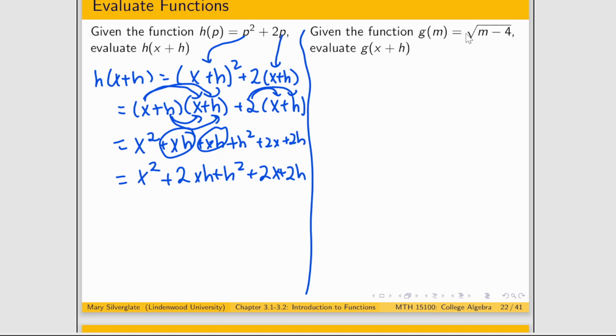For this next one, same idea. So go ahead and pause the video and see if you can do this yourself. Remember, this just means you want to replace everywhere you see an input with an x plus h in parentheses.